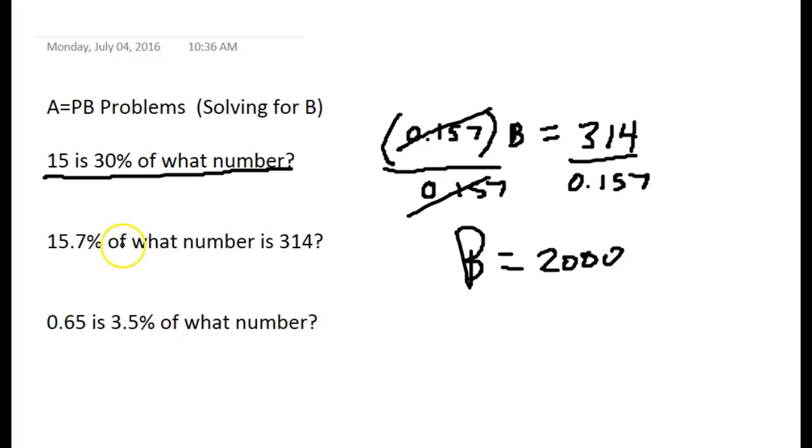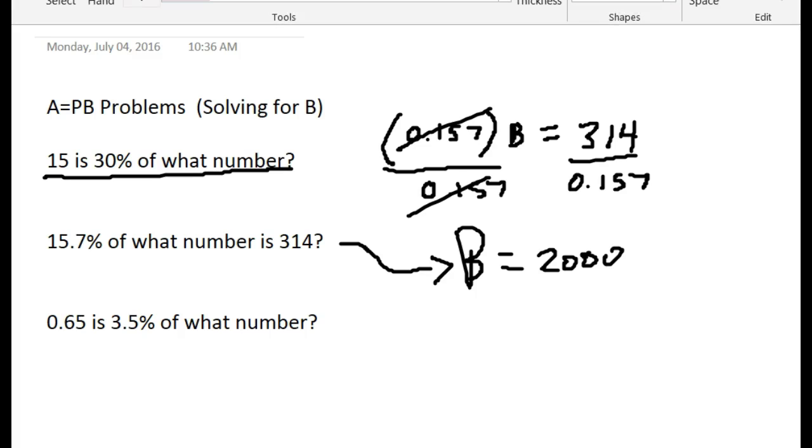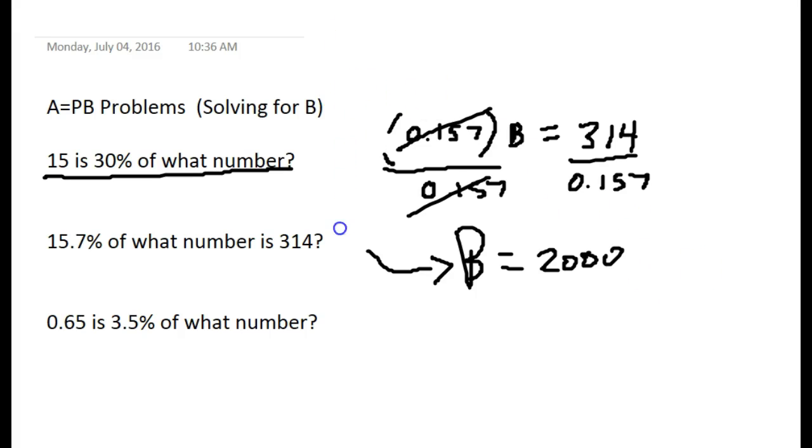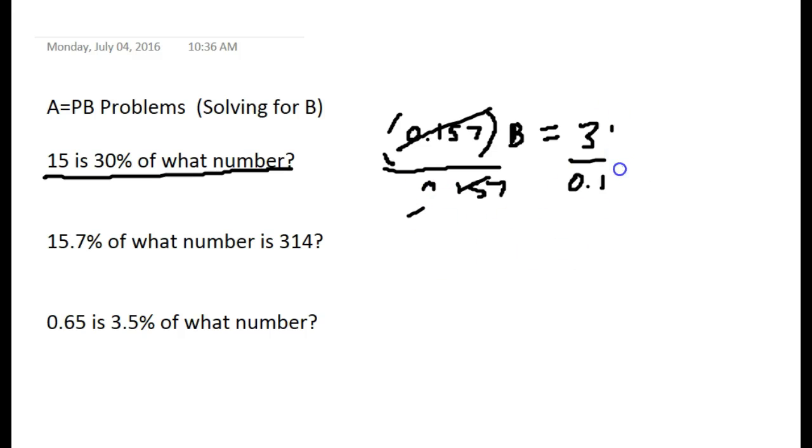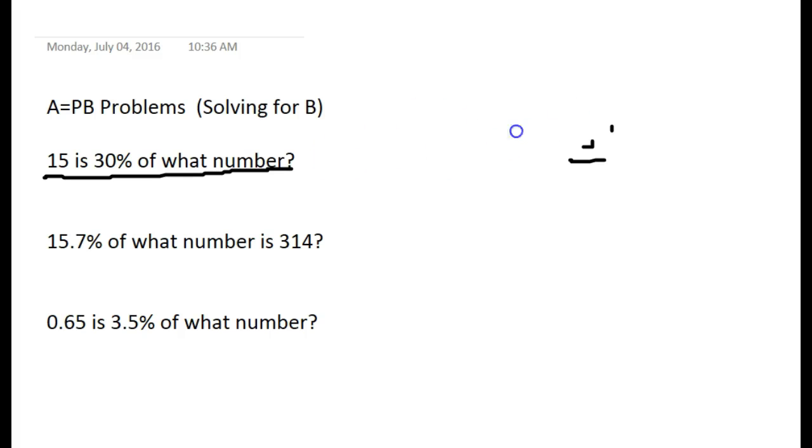So my answer to this one, 15.7% of what number is 314? 2,000. Nailed it. Let's look at this final one. Let's see if I can pull my eraser out here again. Kind of fun to do that. All right.